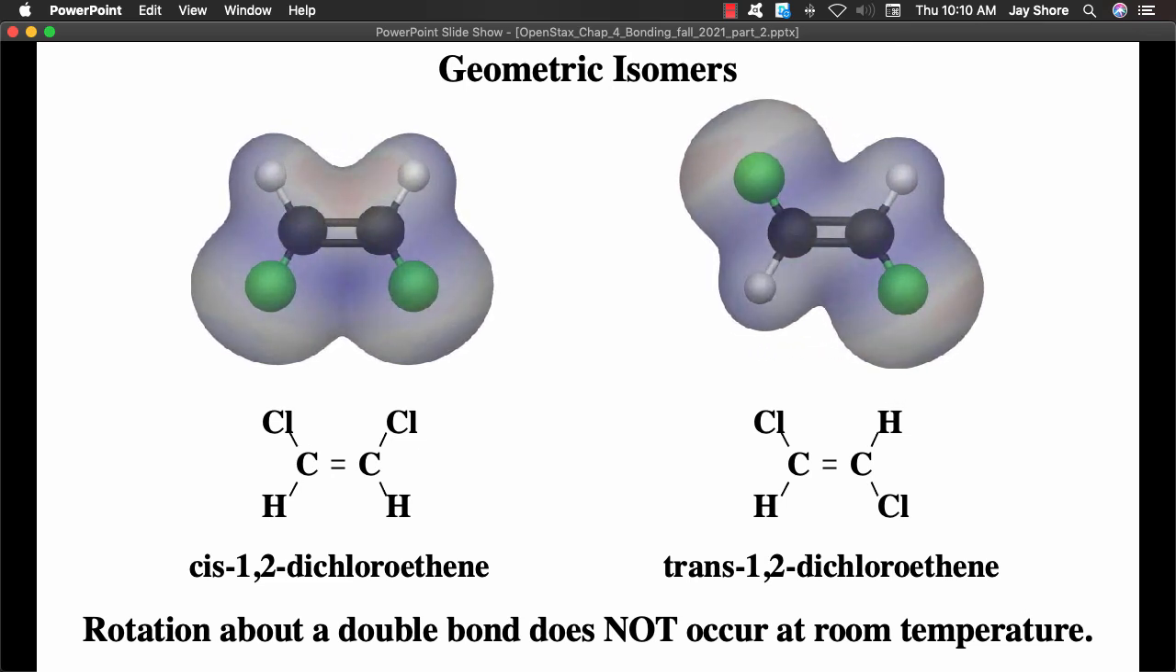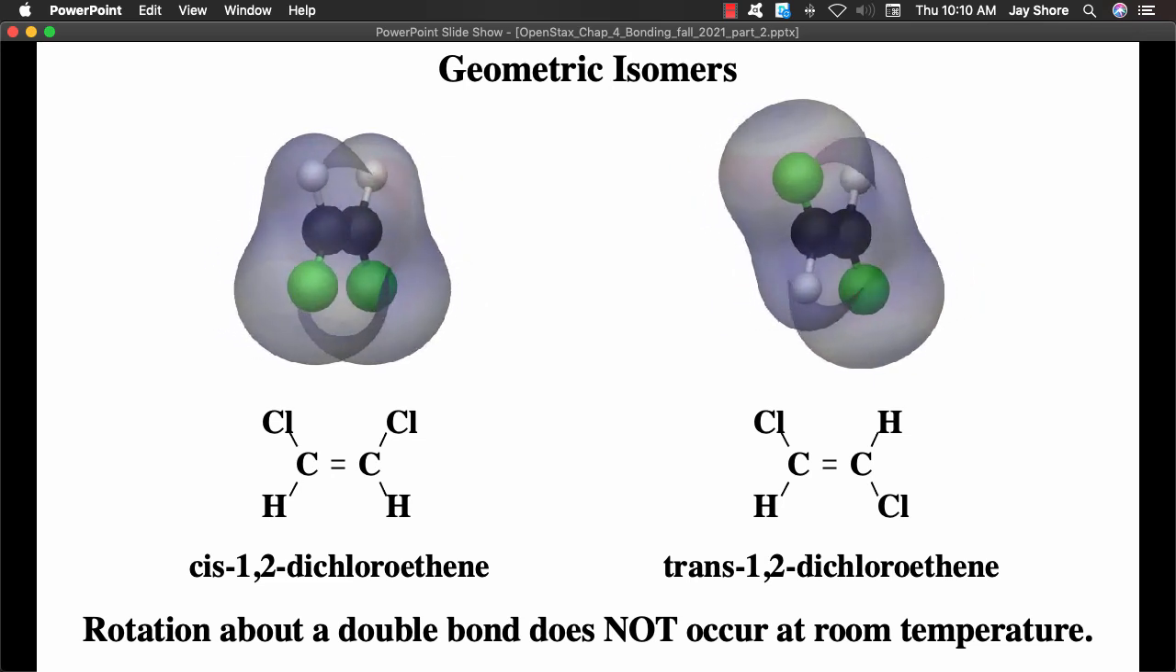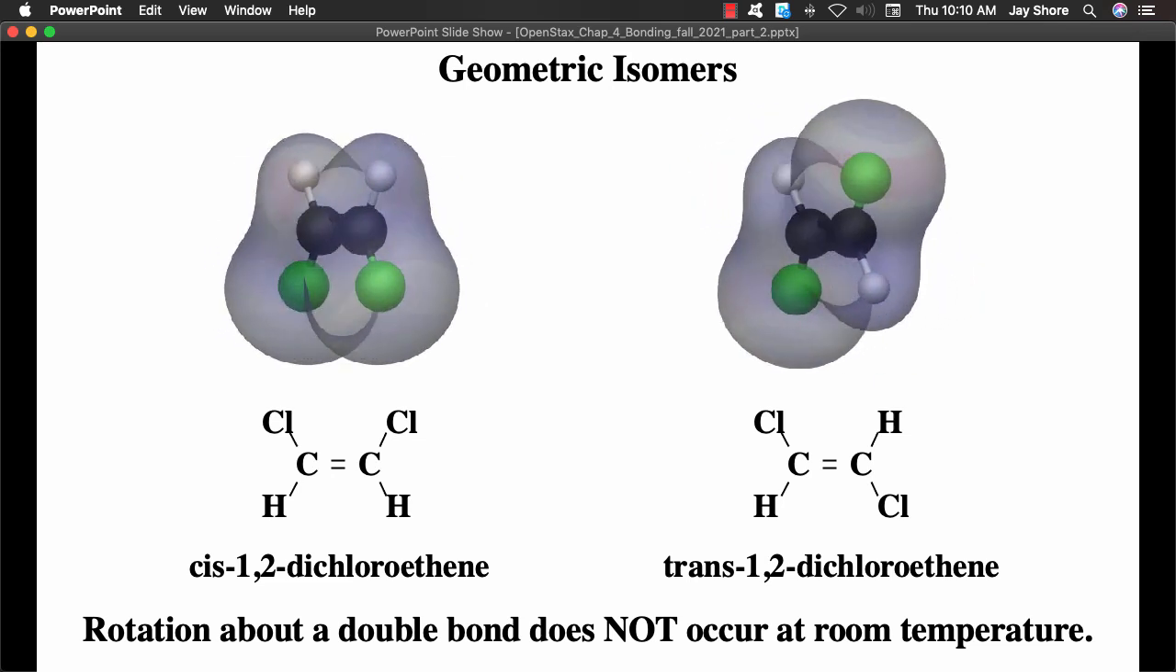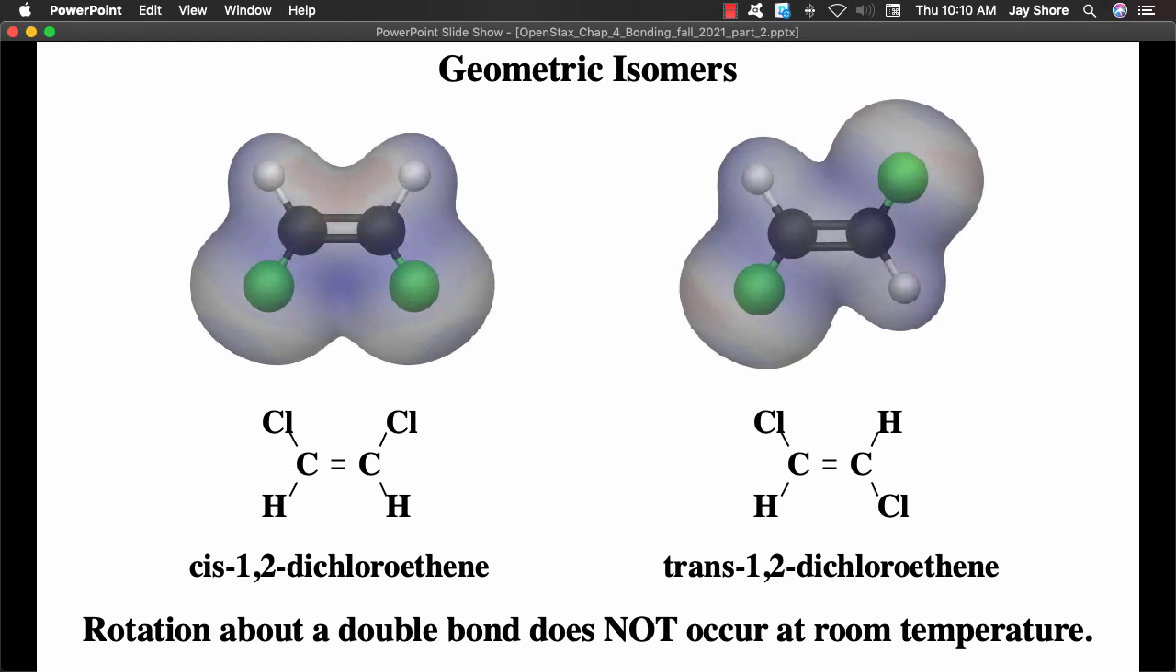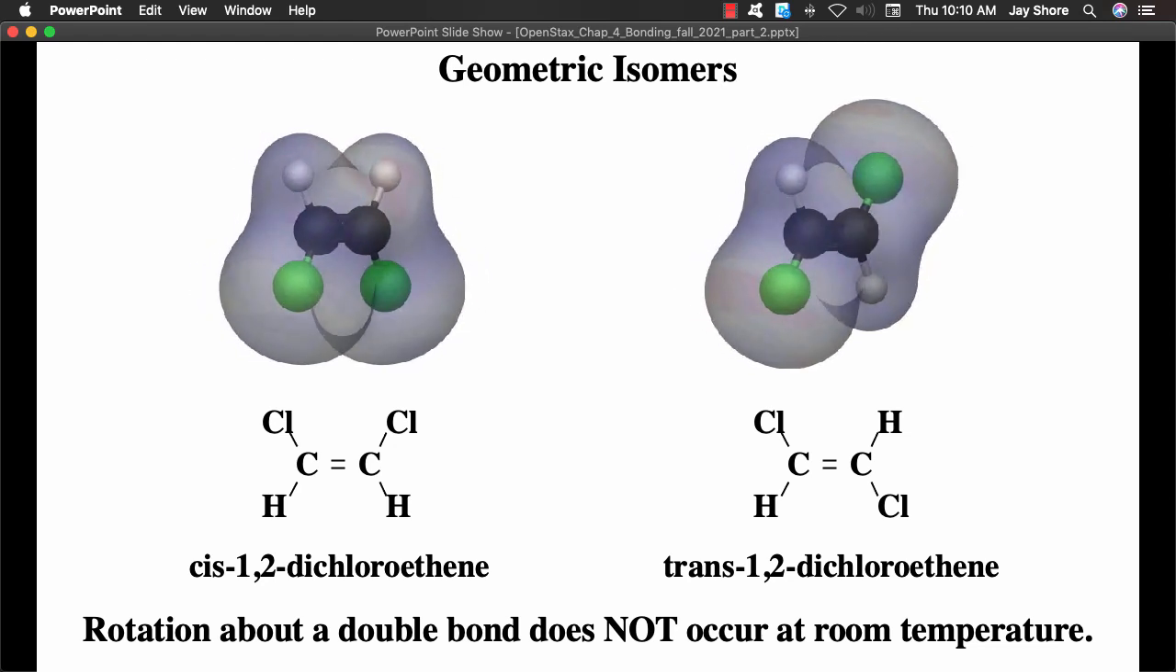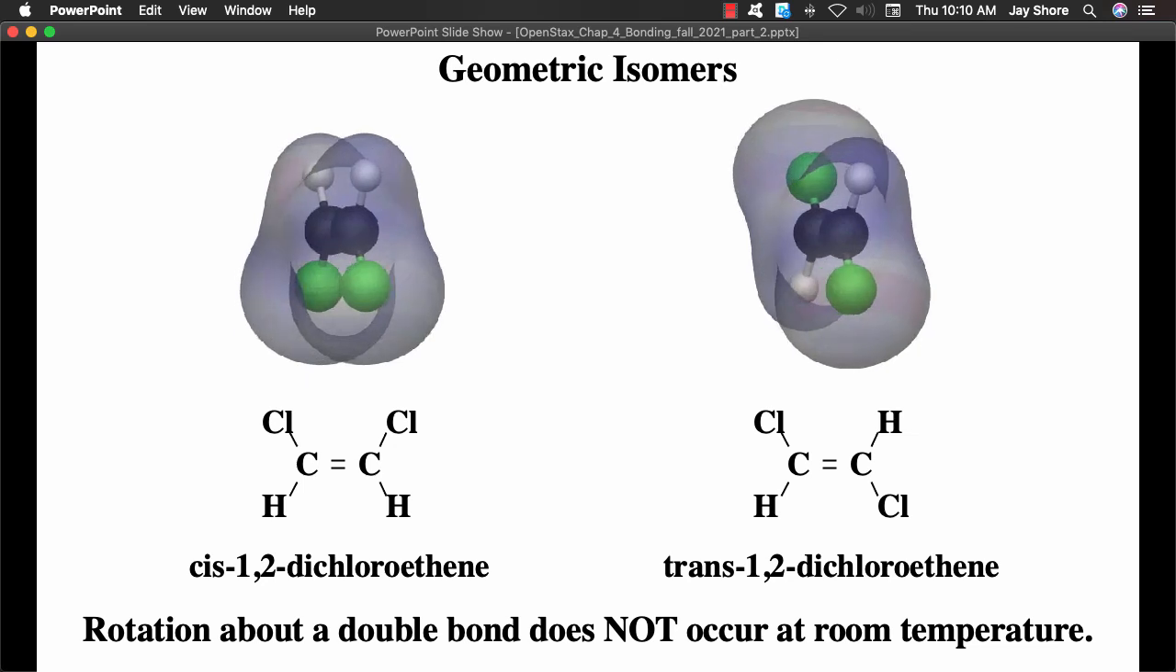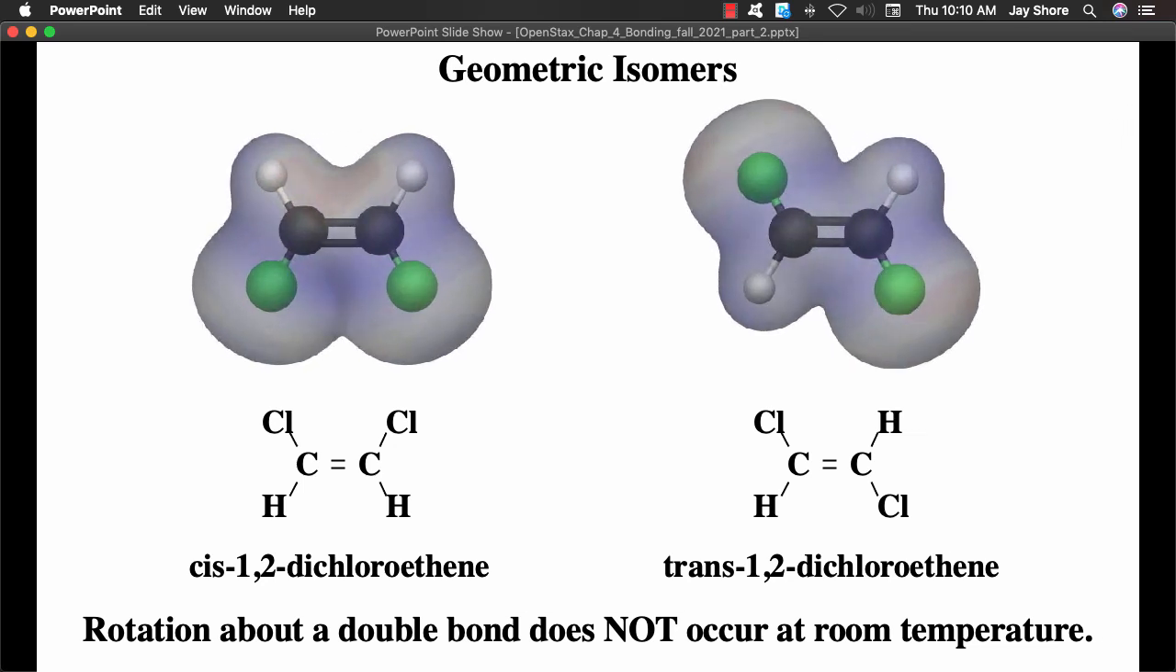Now it's also kind of interesting. You'd expect that the molecule on the left is more polar because the chlorines are on the same side, and so you might expect the molecule on the left to actually have a higher boiling point.